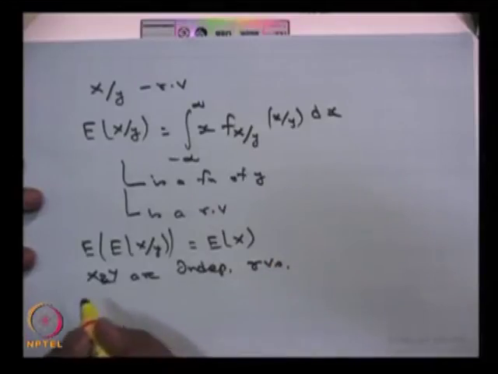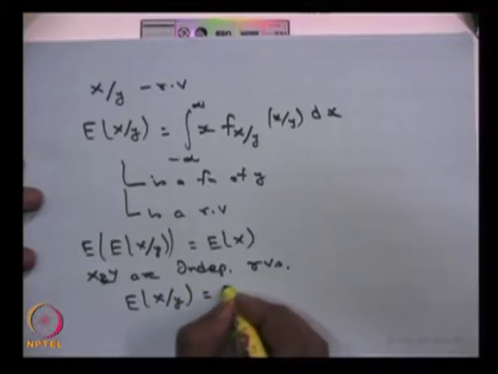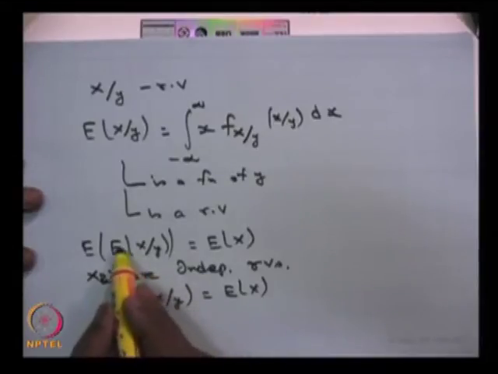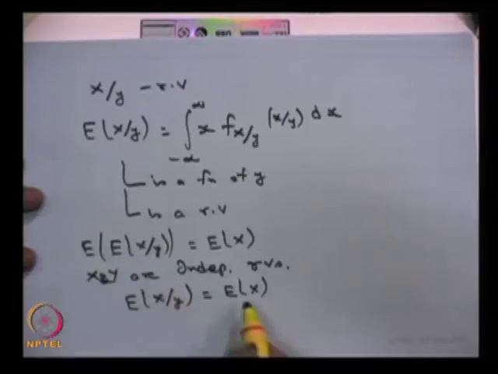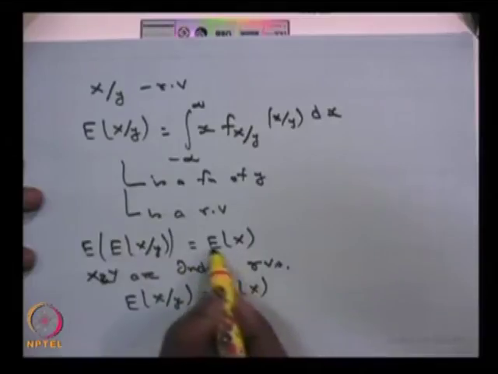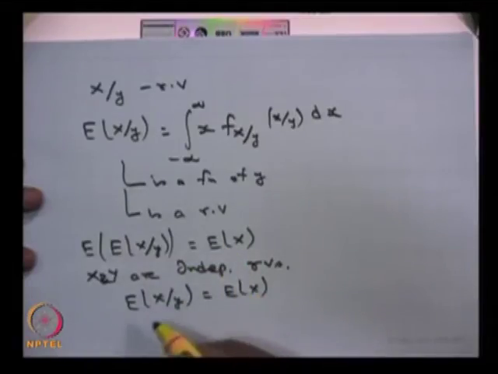Suppose you have two independent random variables, then you know that there is no dependency between the random variables x and y. Therefore, the expectation of x given y is the same as the expectation of x. This can be validated here also, because the expectation of x given y is going to be the expectation of x, which is a constant, and the expectation of a constant is the same constant. So, that can be cross checked.